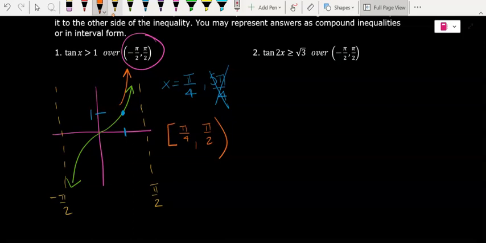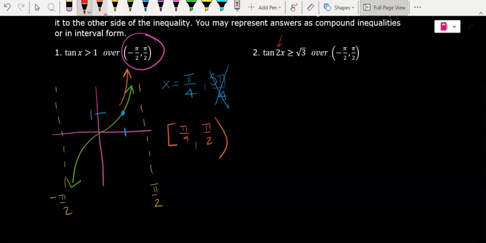So this would be your solution in this case. Let's look here. I've got tangent 2x is greater than or equal to the square root of 3. And again, I'm looking between negative pi over 2 and pi over 2. So it all seems great and grand, except for this whole 2 right here, which tells me that it's not just tangent x, it's a multiple angle.